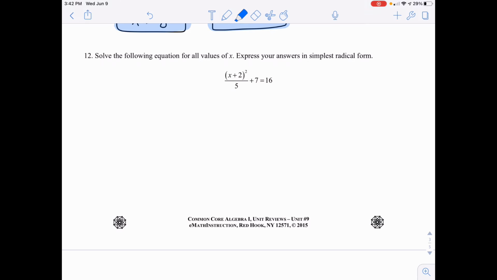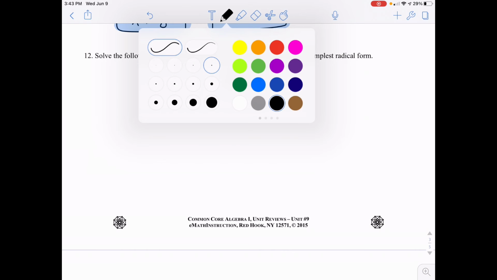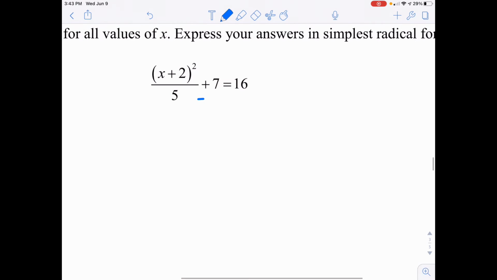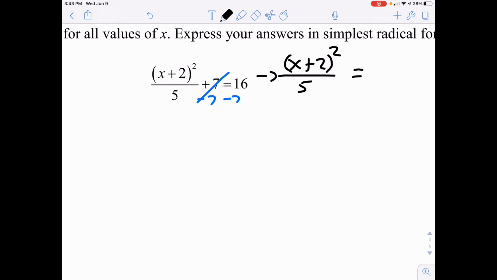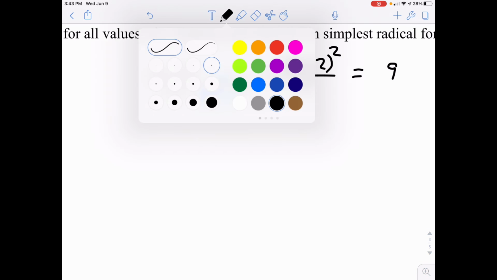Number 12. Okay, again, find all values of x. So to do this, we have to get rid of the 2, the 5, the squared, and the 7. Let's begin by subtracting 7 from both sides and rewriting this. So we get the quantity of x plus 2 squared over 5 equals 16 minus 7, or 9.